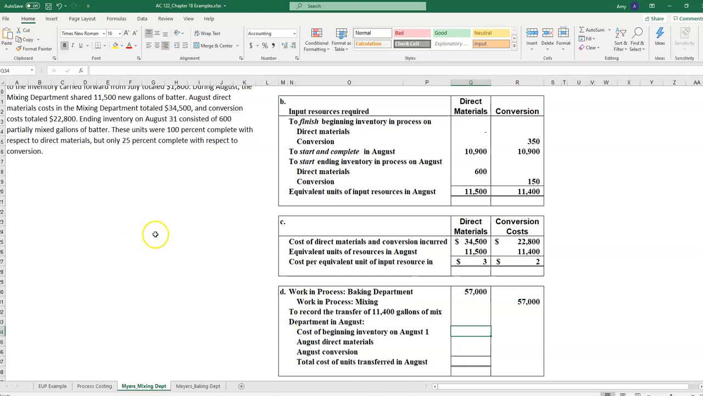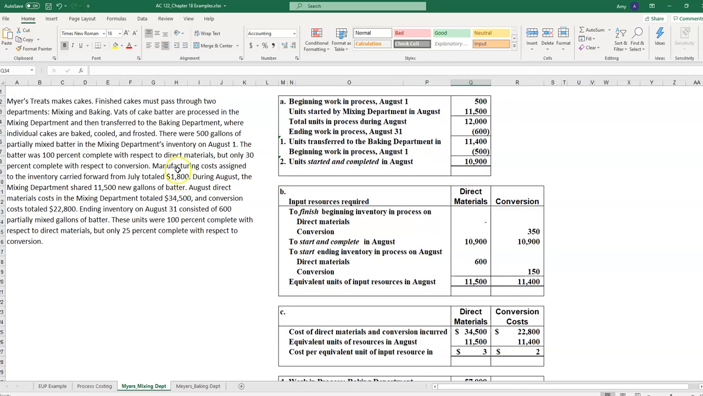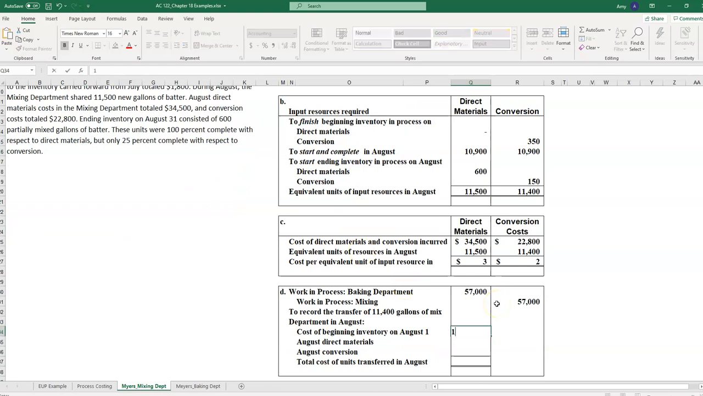What is part of that cost? We have $1,800 we had in beginning. That's what was in our account at the beginning of the month. We have 1,800. That was our beginning inventory.